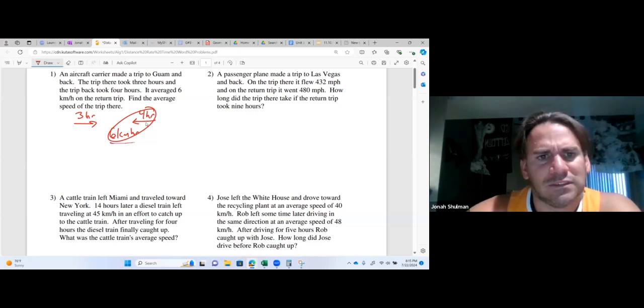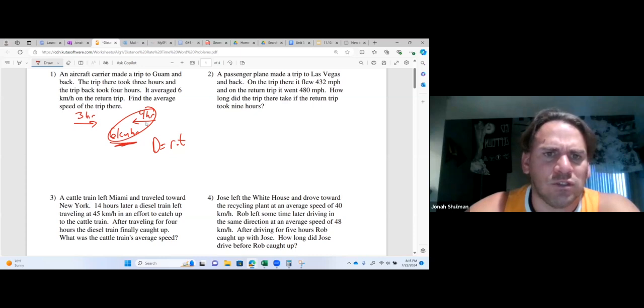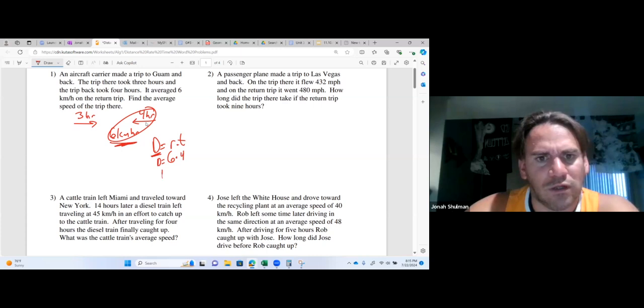So if this is 6 kilometers per hour for 4 hours, we just need the distance. Distance equals rate times time. This is something that students miss all the time. We don't have the distance. We know the rate is 6, we know the time is 4, so that's 24. So it's going to be 24 kilometers.